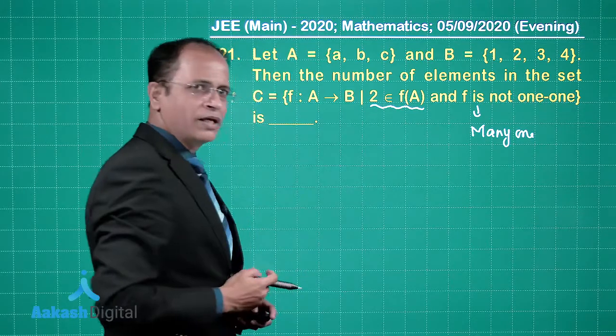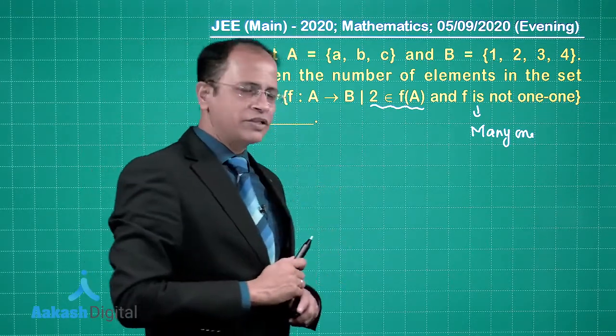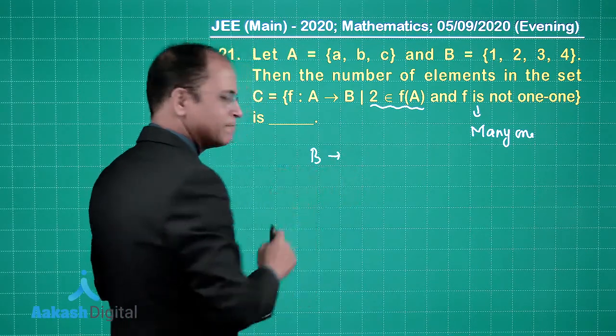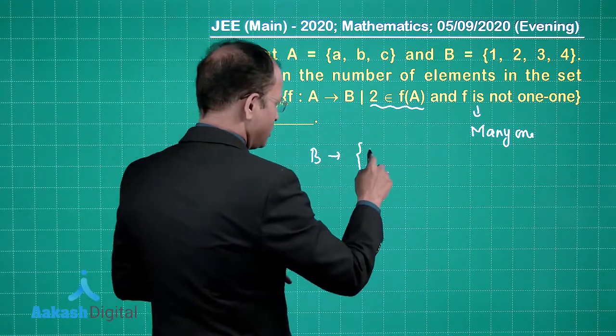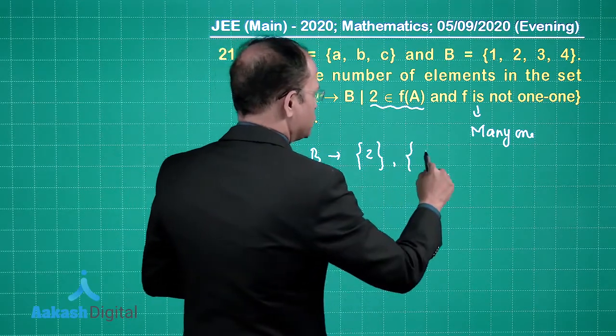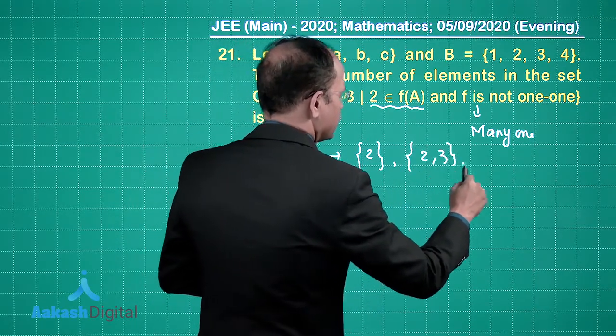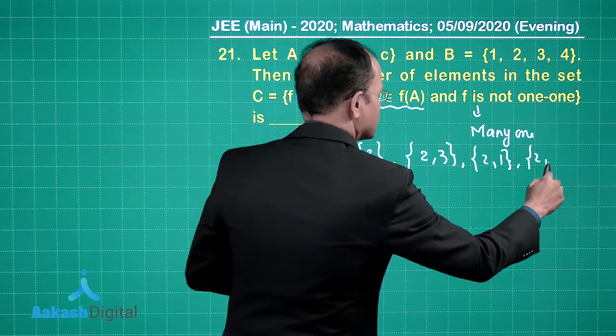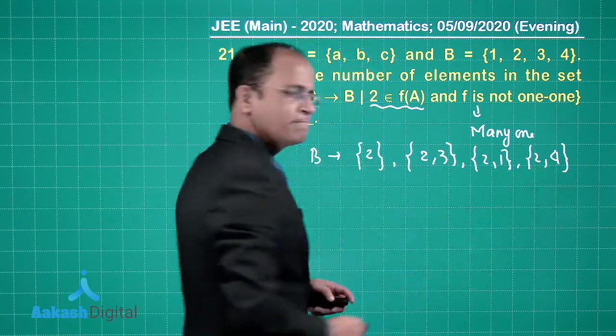Also there is a very important thing given here, that 2 belongs to f of A. So to get the desired number of functions, the range set will always contain 2 as an element. That means we have {2, 3}, {2, 1}, and these are the possible sets we have. We have {2, 4}. Can you see that?